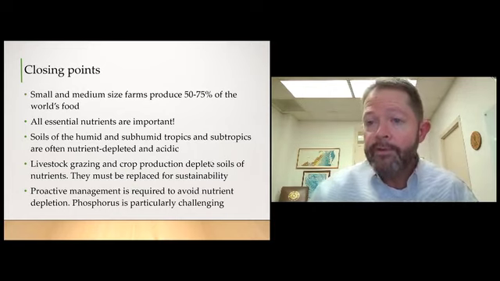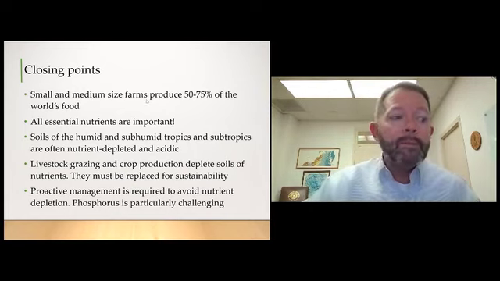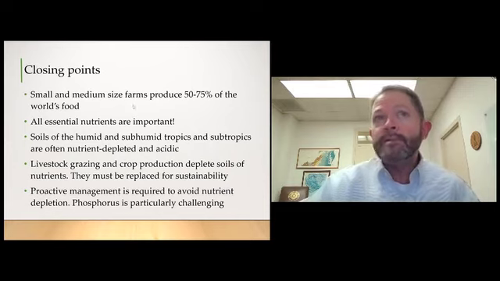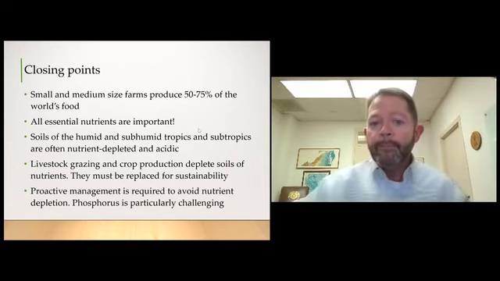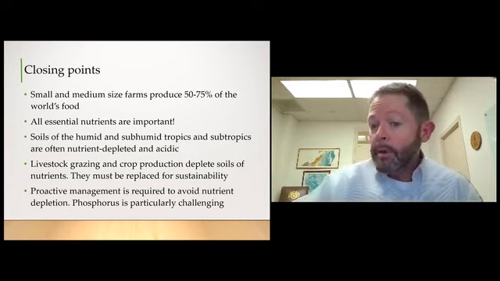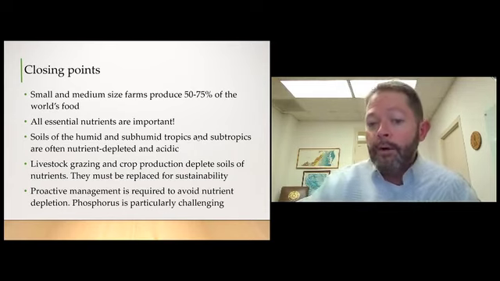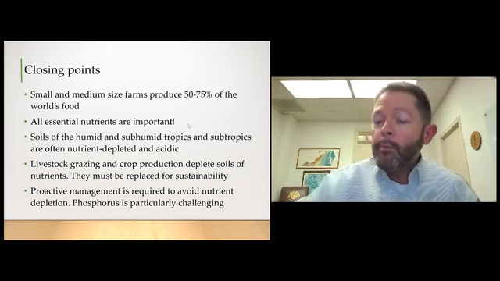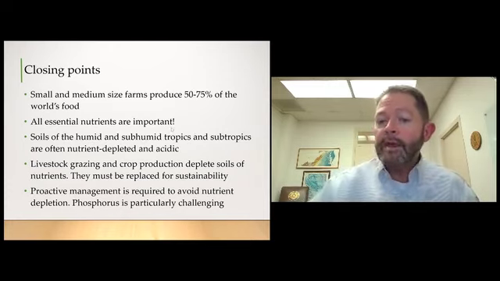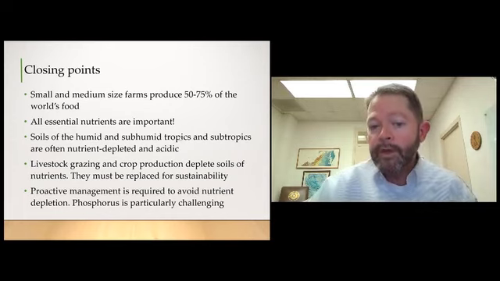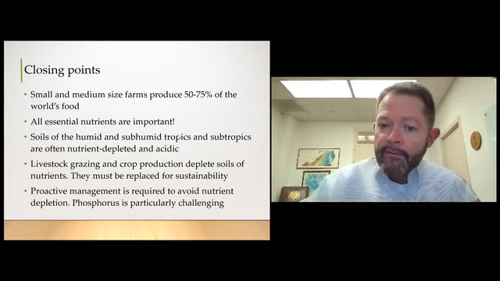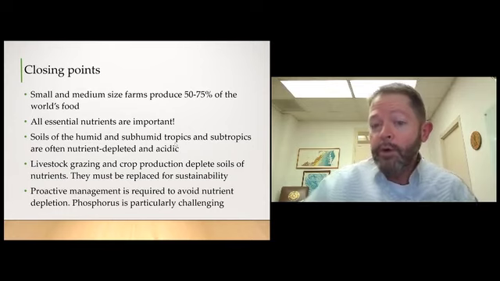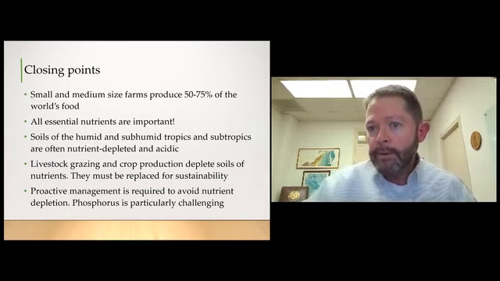I'll close with this, and that is that small and medium-sized farms produce 50 to 75% of the world's food. All essential nutrients are important. Soils of the humid and subhumid tropics and subtropics are often nutrient depleted and acidic. Livestock grazing and crop production deplete soils of nutrients, and they must be replaced for sustainability. Proactive management is required to avoid nutrient depletion, and phosphorus can be especially challenging.